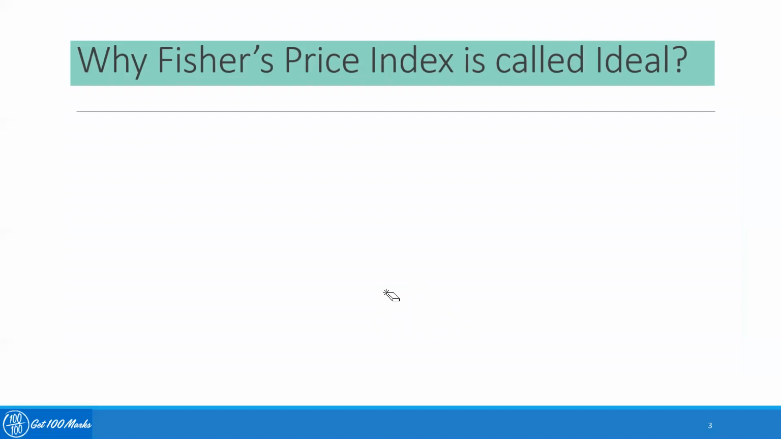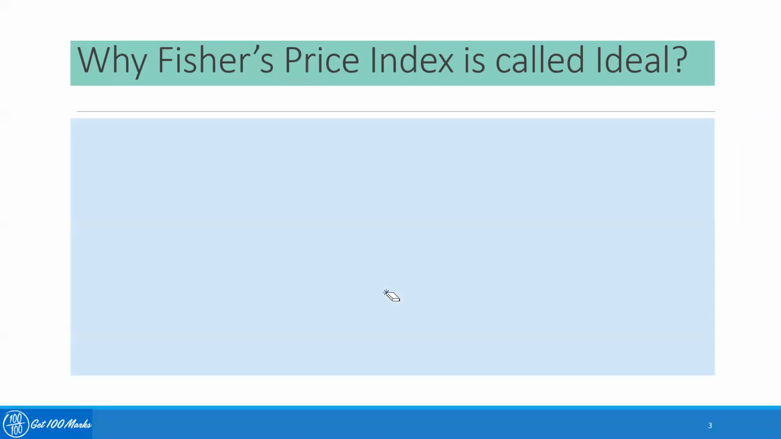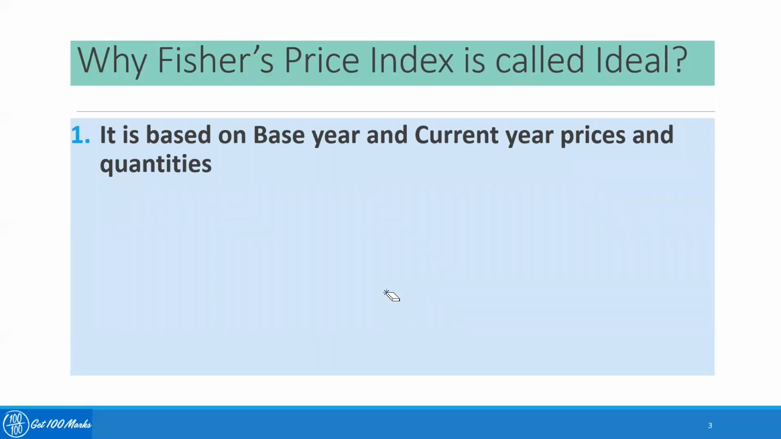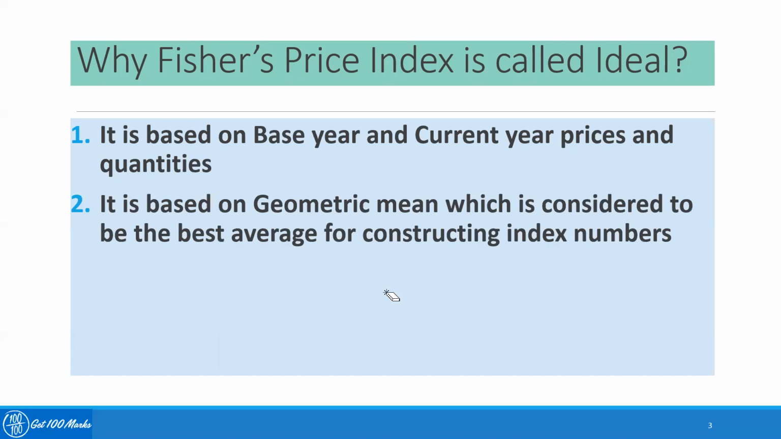Now, Fisher's index is one of the best methods for calculating index numbers, and it is called the ideal method. Why is it called ideal? The first thing, as I already discussed, is that it is based on the base year as well as the current year, both price and quantity. So price of base year, price of current year, quantity of base year, quantity of current year, all are considered in the formula.